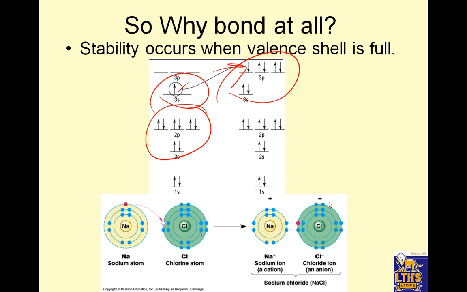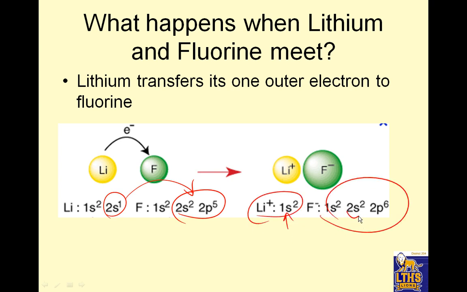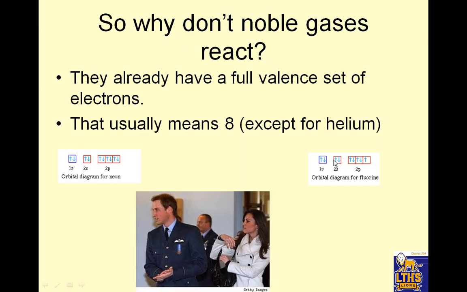Okay, bonds form because of stability. What happens when lithium and fluorine meet? Well, lithium has 1 outer electron, fluorine has 7 outer electrons. If this goes there, then lithium now has a full first energy level, and fluorine has a full second energy level, and everybody's happy, and these positive and negative ions attract each other.